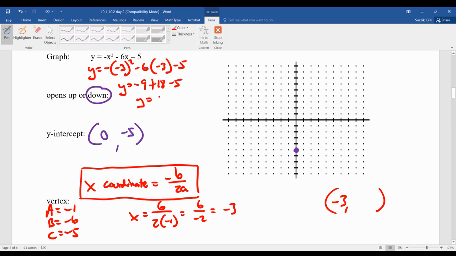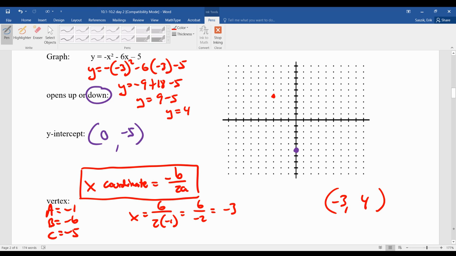So negative 9 plus 18 is 9, minus 5. You get a y value of 4. Remember, that's the y value of your vertex. 1, 2, 3, 1, 2, 3, 4. So we know this opens downwards, and we know that's the y-intercept. But I still need more information here.